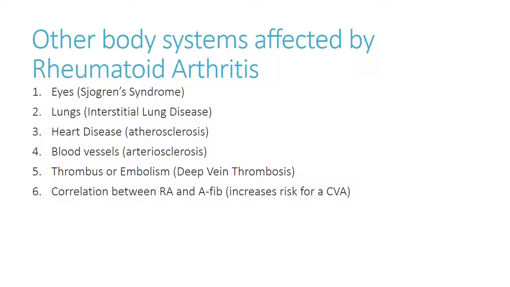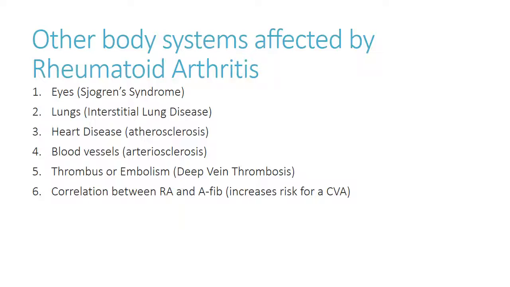Other body systems affected by rheumatoid arthritis are the eyes, which can be present in Sjogren's syndrome, which is dry eyes and dry mouth, lungs with interstitial lung disease, heart disease with atherosclerosis, and blood vessels with arteriosclerosis. A thrombus or embolism can cause deep vein thrombosis, and there's been found a correlation between rheumatoid arthritis and atrial fibrillation, which of course increases the risk for a cerebrovascular event.